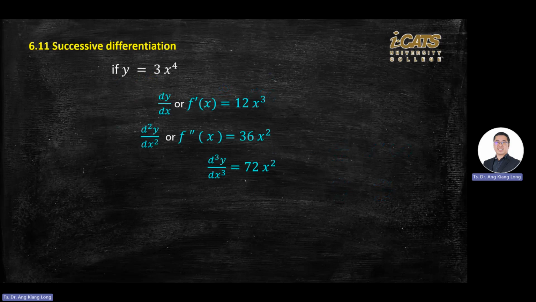So this is just a demonstration. y equals a function. Differentiate 1 time, f comma means differentiate 1 time, becomes 12 x power 3. Differentiate double time means use the previous one and differentiate 1 more time. Differentiate 3 times means differentiate this one again. As you can see, if you successively differentiate, you will get 0. This is also called filtering.